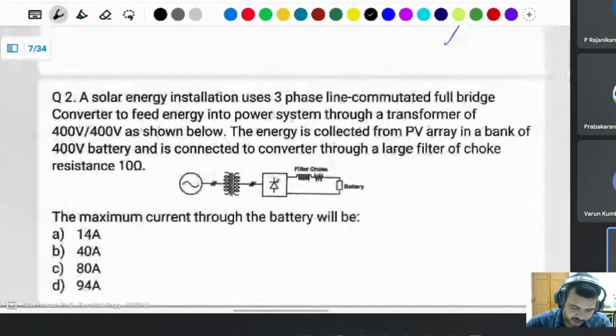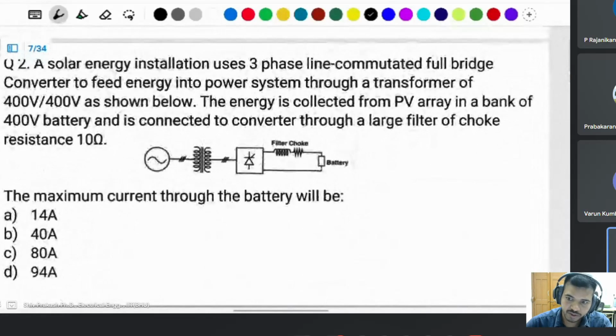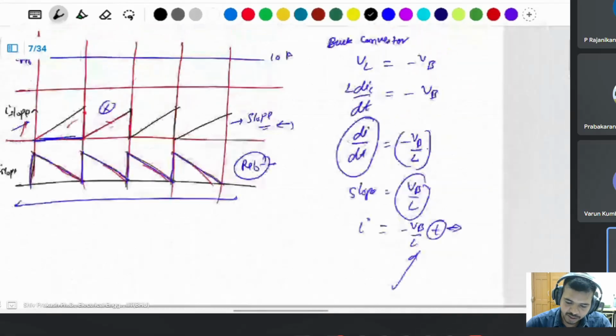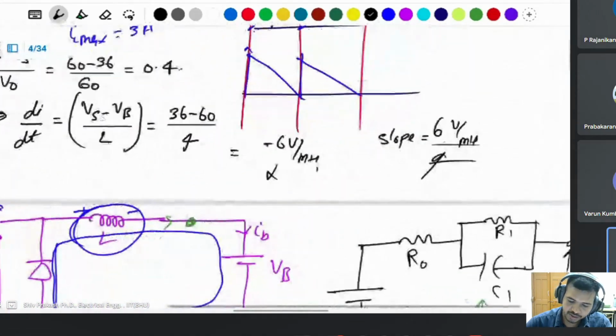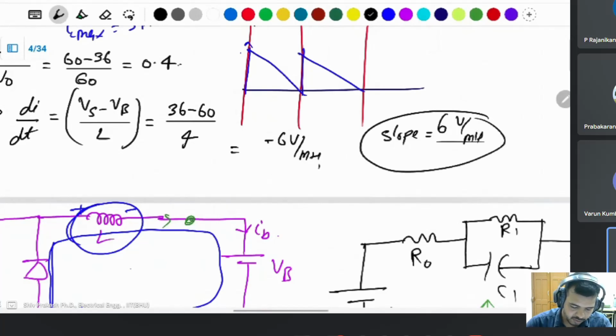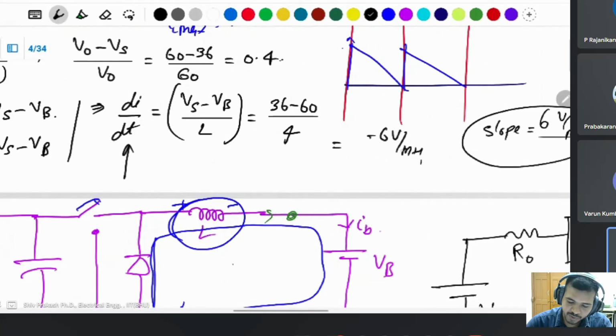Okay. What is the next question? A solar energy installation uses... what is the slope of current? Same thing, 6 volt per millihenry, since the question is asking for the slope. But di by dt is given as minus 6 volt per millihenry. Then you can take this as a reference and take the magnitude, 6 volt per millihenry, as the slope.